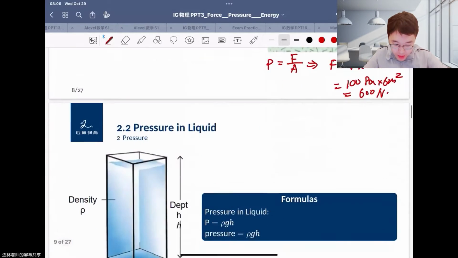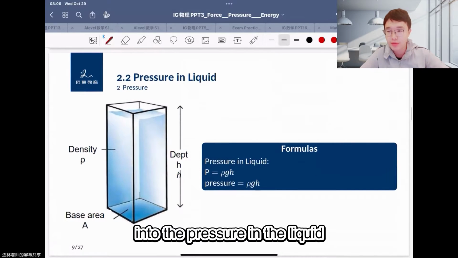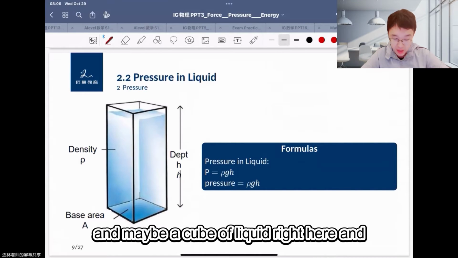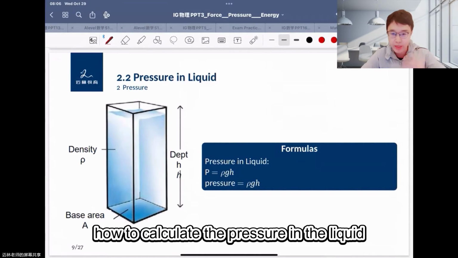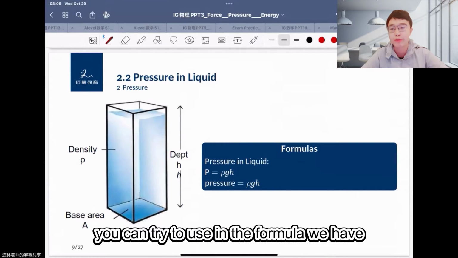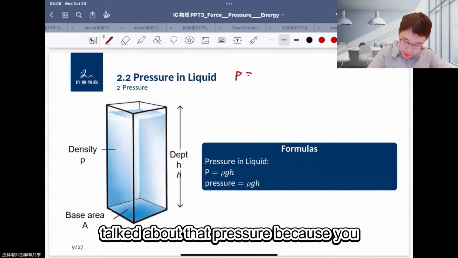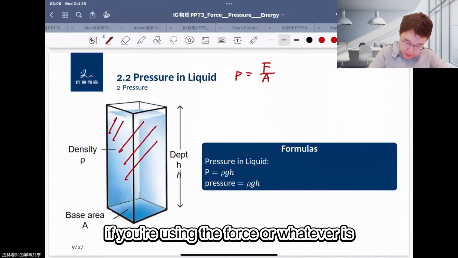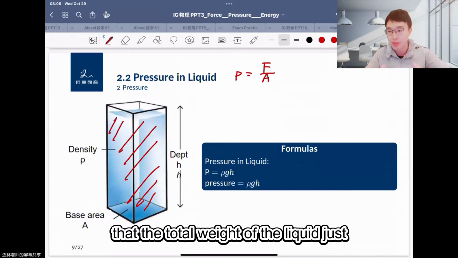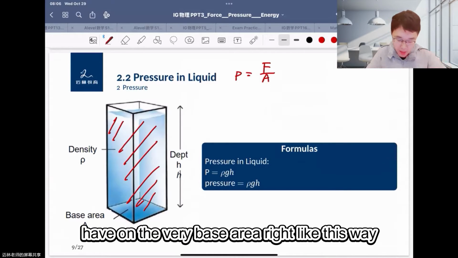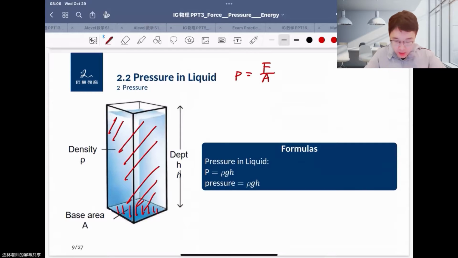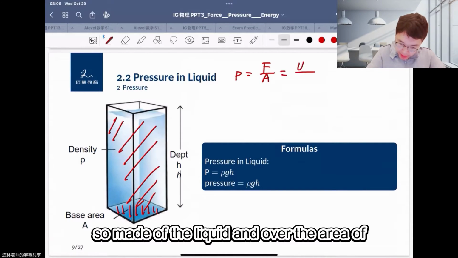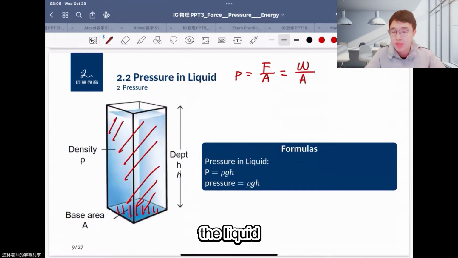Okay, and then let's move on to the pressure in the liquid. Here you can find there's a cube of liquid right here. How do we calculate the pressure in the liquid? You can try to use the formula we have talked about, that pressure equals force over area, okay? So for this liquid, the total weight of the liquid sits on the base area, right? Like this way. So then you can use the formula where force means the weight of the liquid, over the area of the liquid.